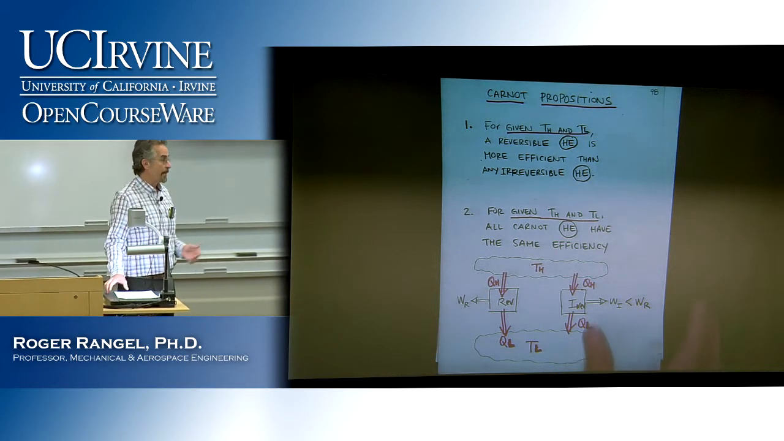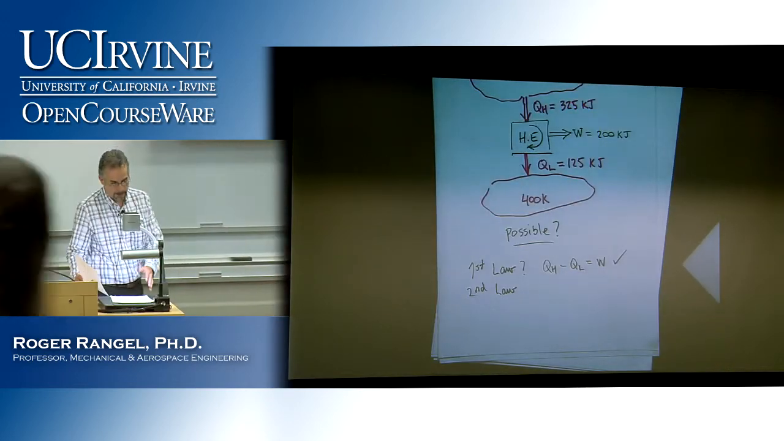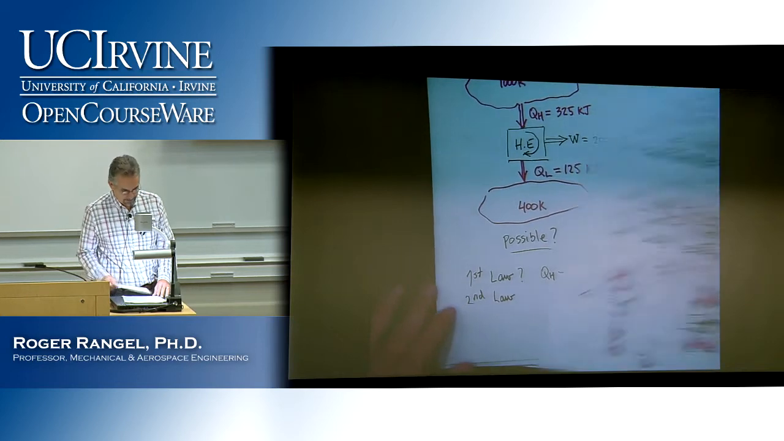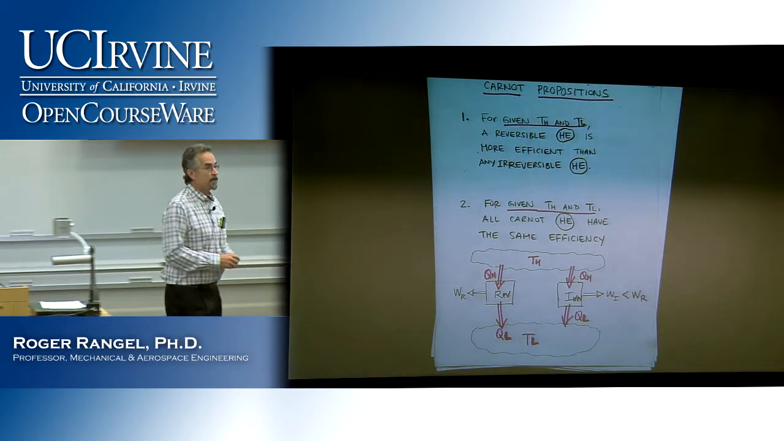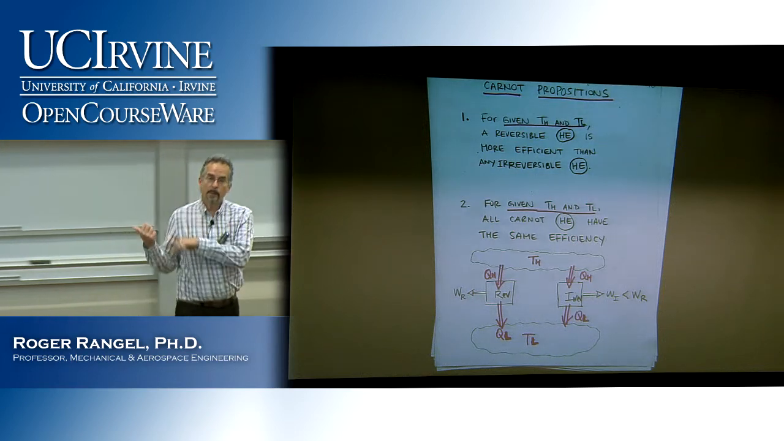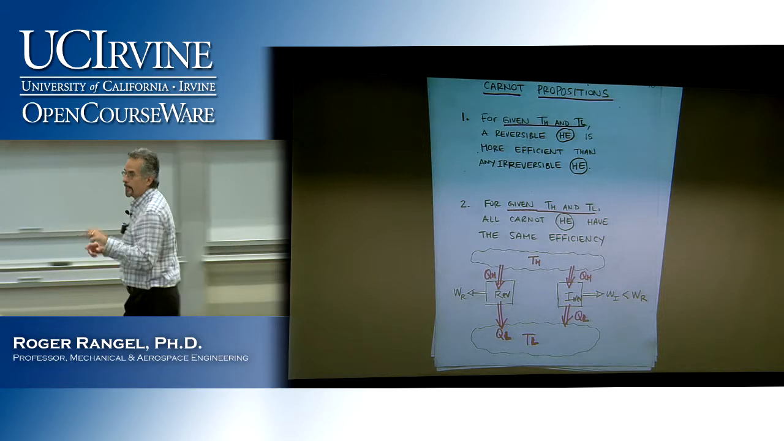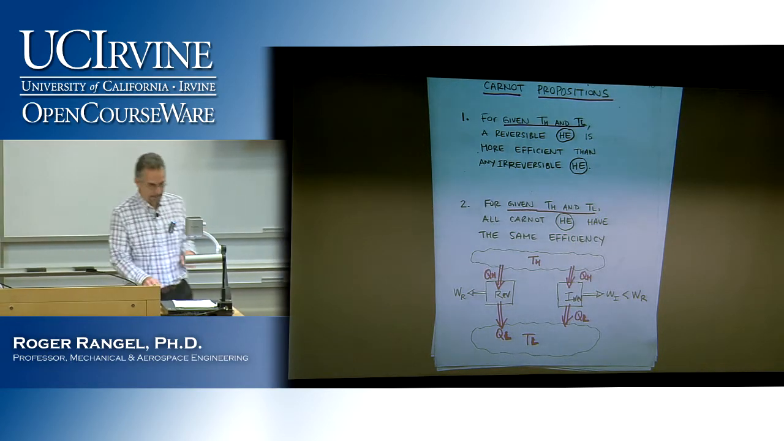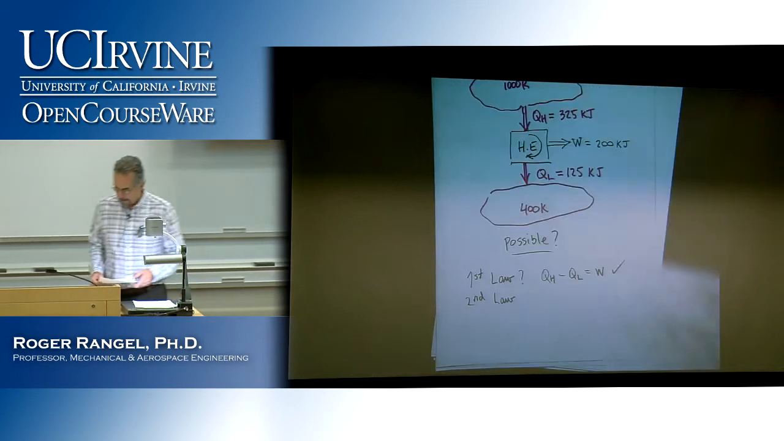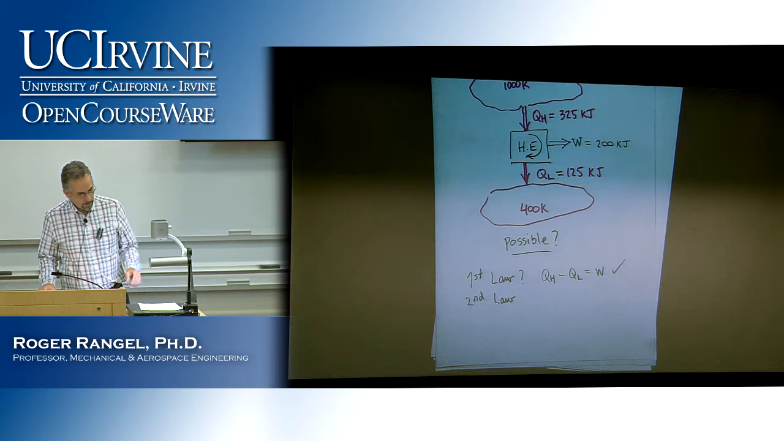Presumably, our engine is a real engine. We don't know for sure, but it's a real engine, real numbers. But the first proposition tells us that if I compare my engine, which is a real engine, with the ideal one, which would be a Carnot engine, the Carnot engine should have the higher efficiency of the two. So can I find, for example, what the Carnot efficiency would be in this situation?